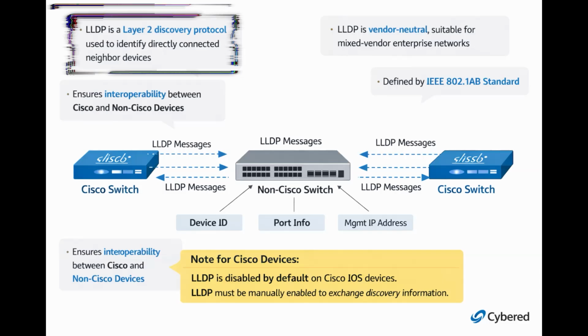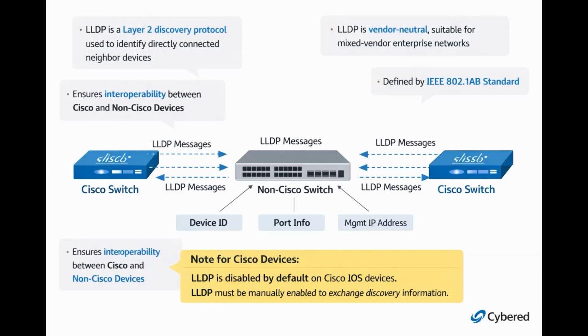Link Layer Discovery Protocol is a Layer 2 discovery protocol used to identify directly connected neighbor devices. Unlike CDP, LLDP is vendor neutral, making it suitable for mixed-vendor enterprise networks. LLDP is defined by IEEE 802.1AB, which ensures interoperability across Cisco and non-Cisco devices. On Cisco IOS devices, LLDP is disabled by default and must be manually enabled.